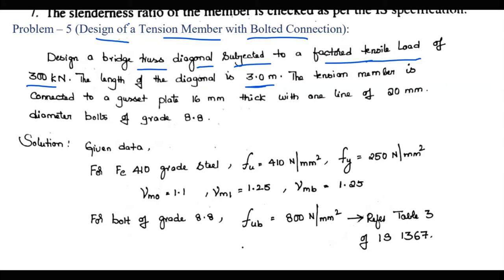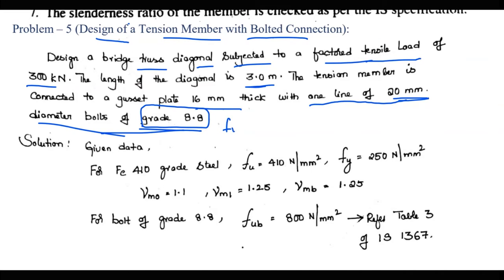The length is 3 meter, and the tension member is connected to a gusset plate 16 mm thick, and don't worry about the gusset plate thickness also. But see here, this is connected to the gusset plate with one line of 20 mm diameter bolts of grade 8.8. So the grade of bolts that is used is 8.8. That means Fu of the bolt is 800 Newton per mm square, and Fy of the bolt, of course we do not need this.